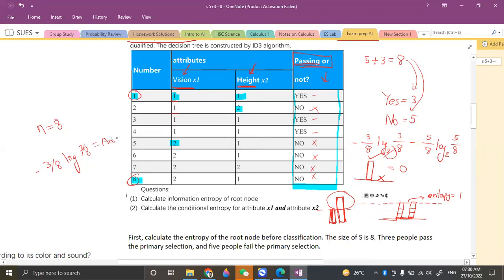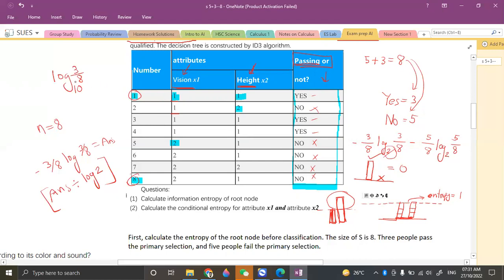And then you divide the answer by log 2, and you will get the correct answer. Because in the calculator, log 3 by 8 means log base 10. The calculator can only calculate log base 10 of 3 by 8.